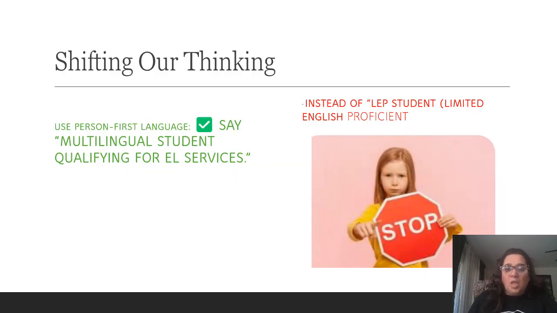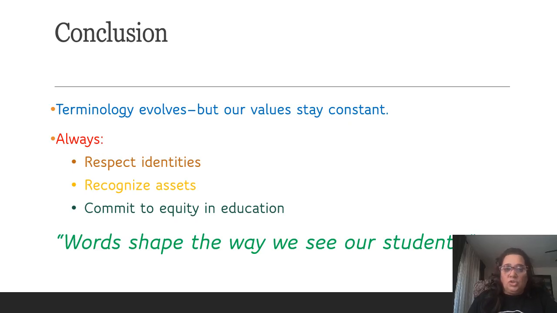Use person-first language. Say multilingual student qualifying for EL services instead of LEP student with limited English proficiency. We stop doing that. Conclusion: terminology evolves, but our values stay constant. Always respect identities, recognize assets, commit to equity in education, and remember, words shape the way we see our students.